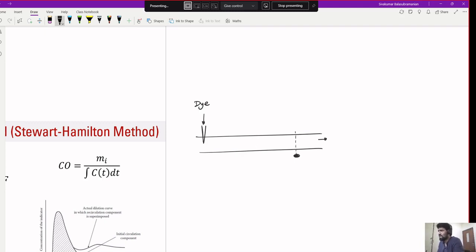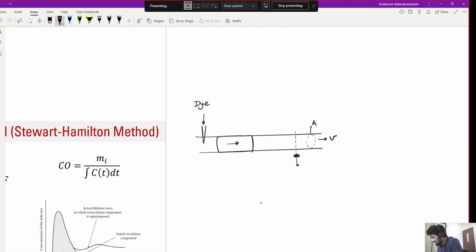Let's assume a simple scenario where the dye is introduced in such a way that it's flowing in a nicely packed volume like this, and it's mixed with the blood. So blood is, let's say, flowing at a velocity v. Let's assume this is mixed and this whole thing is moving with the velocity v. Let's assume the area of cross section is A, and let's plot what the detector would see.